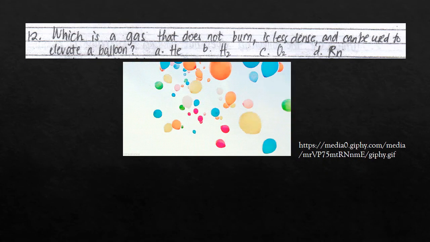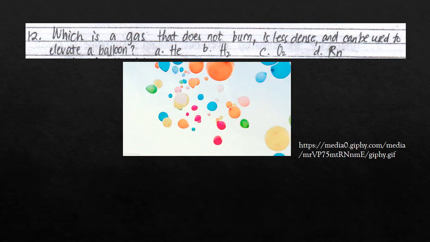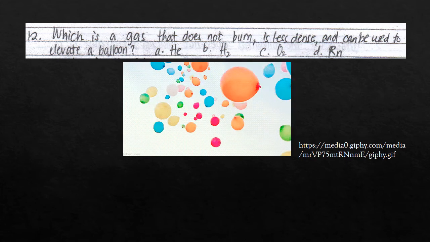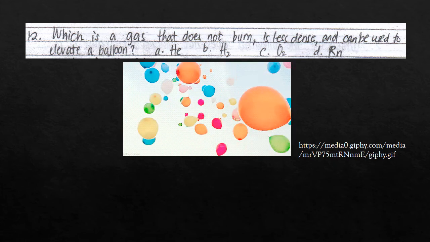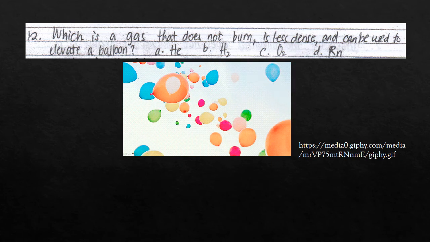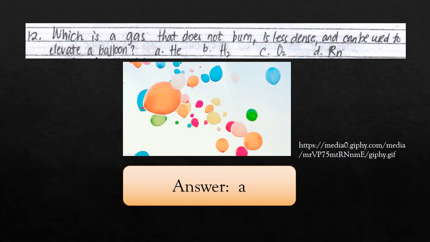Number 12. Which is a gas that does not burn, is less dense, and can be used to elevate a balloon? A. Helium, letter B. Hydrogen, letter C. Oxygen, or letter D. Radon? Now the answer is letter A, helium.